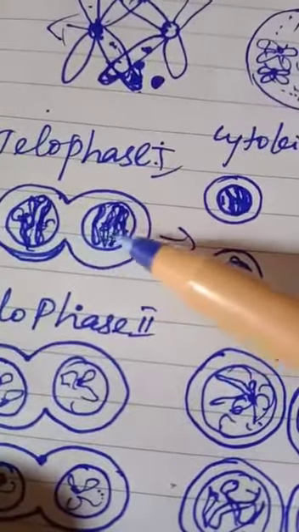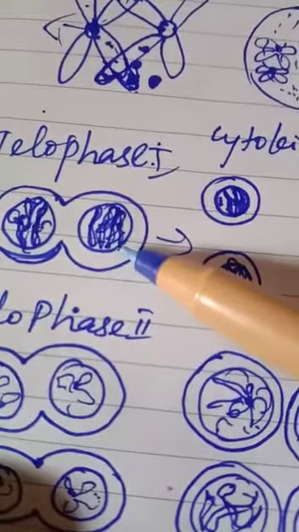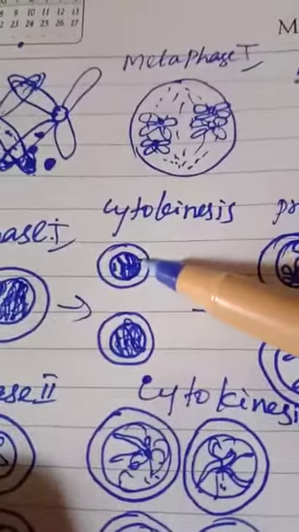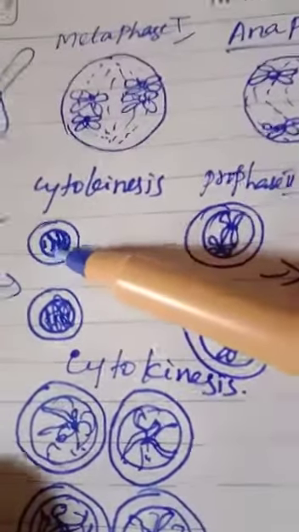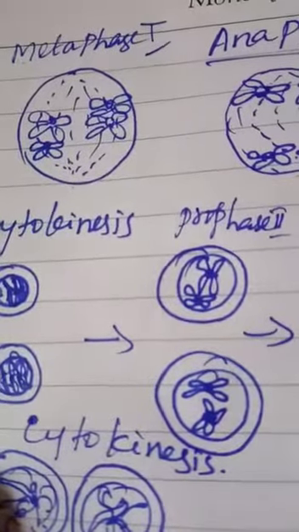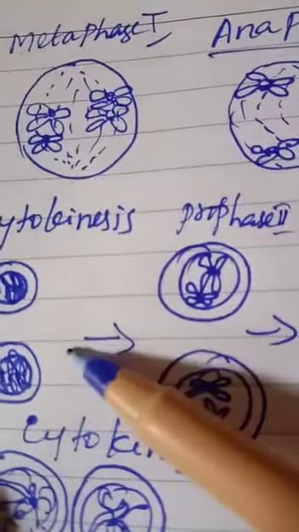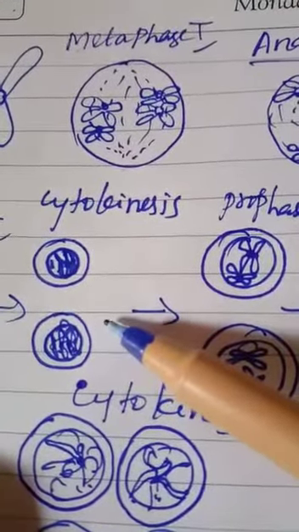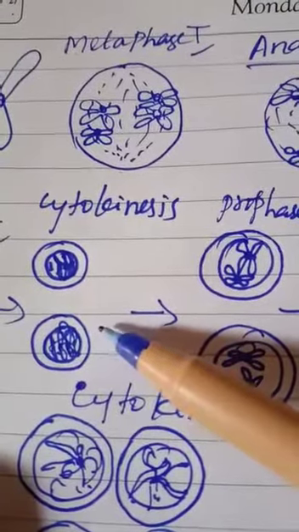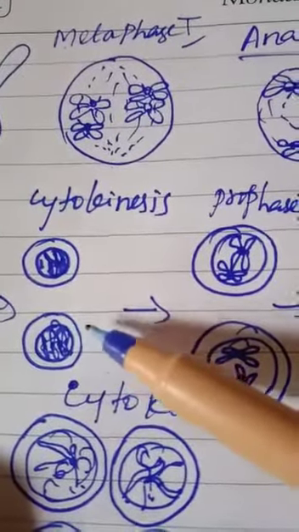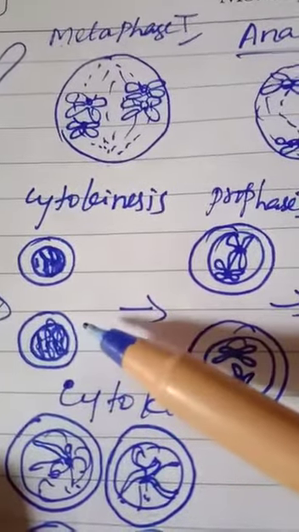So two daughter nuclei are formed. Next, cytokinesis. That is cytoplasm division. Cytoplasm division occurs, and only then are two haploid cells formed. This is the heterotypic division. So it is over. Next we see the homotypic division.